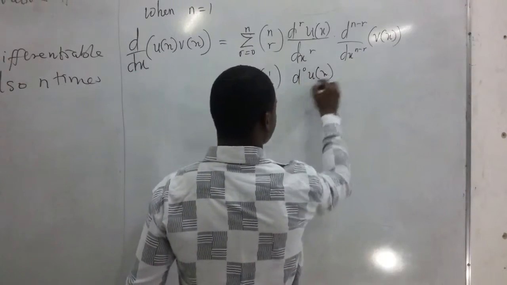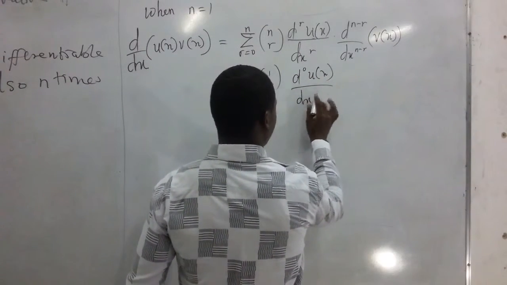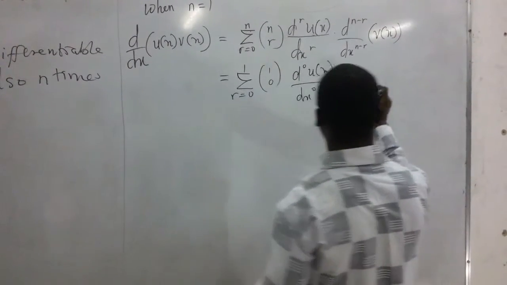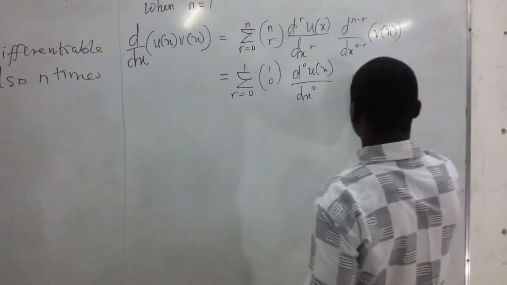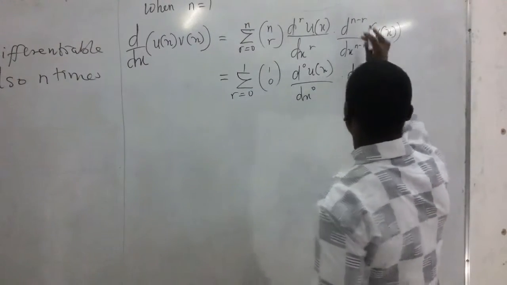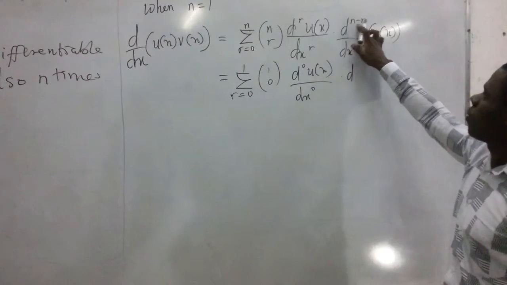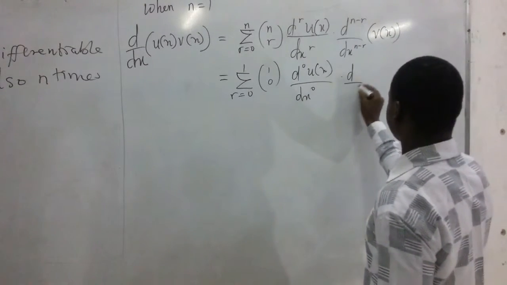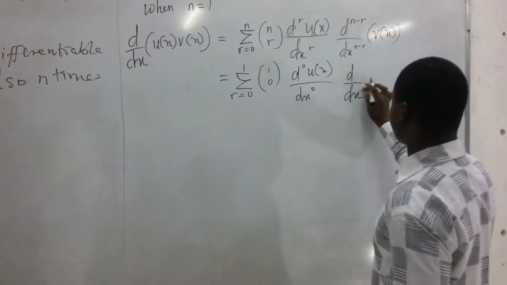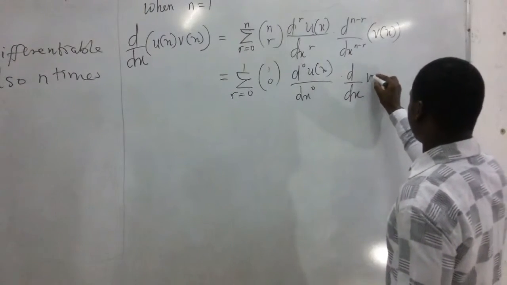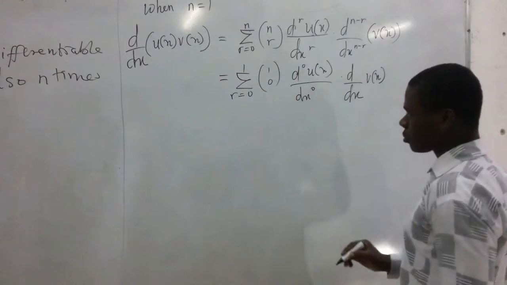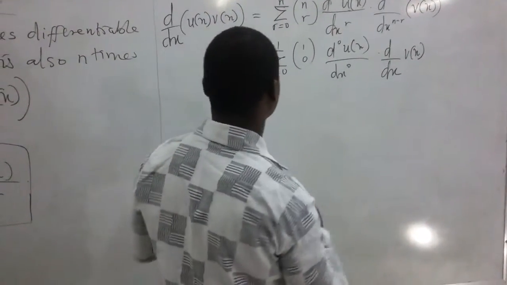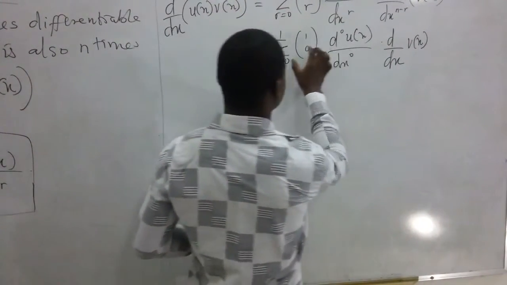We are just doing the substitution: u of x. So this place is 0, then multiplied by, here we have b. So n is 1 and our r is 0, so this place is going to be 1. We have v of x. Alright, so we are moving in that order. The first case gives us this.